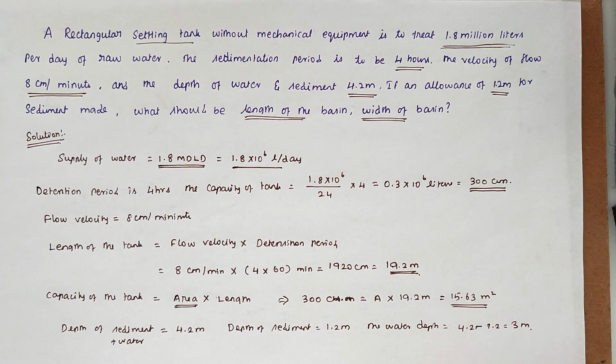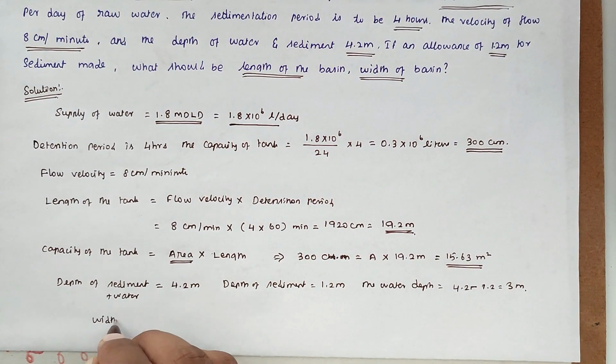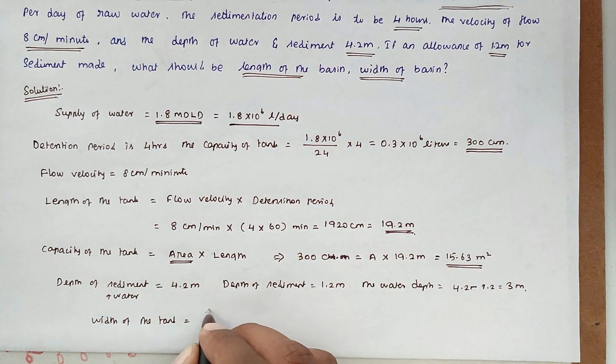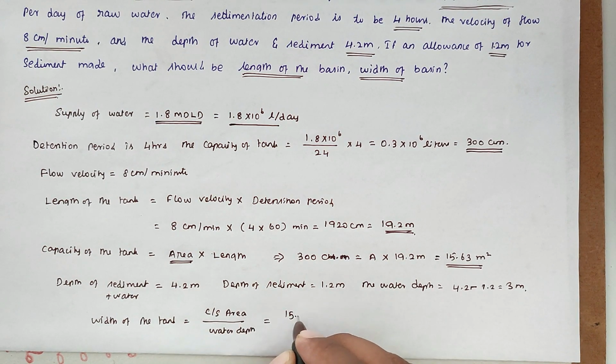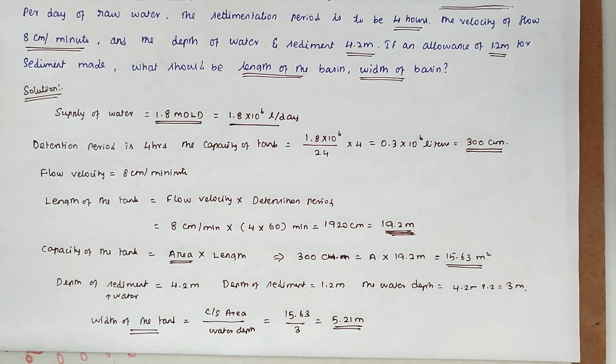Now we can find out the width from the area. Width of the tank equals cross sectional area divided by water depth, so 15.63 divided by 3. The answer is 5.21 meter. So this is the width of the tank and this one is the length of the tank. This is the method we can solve the problem.